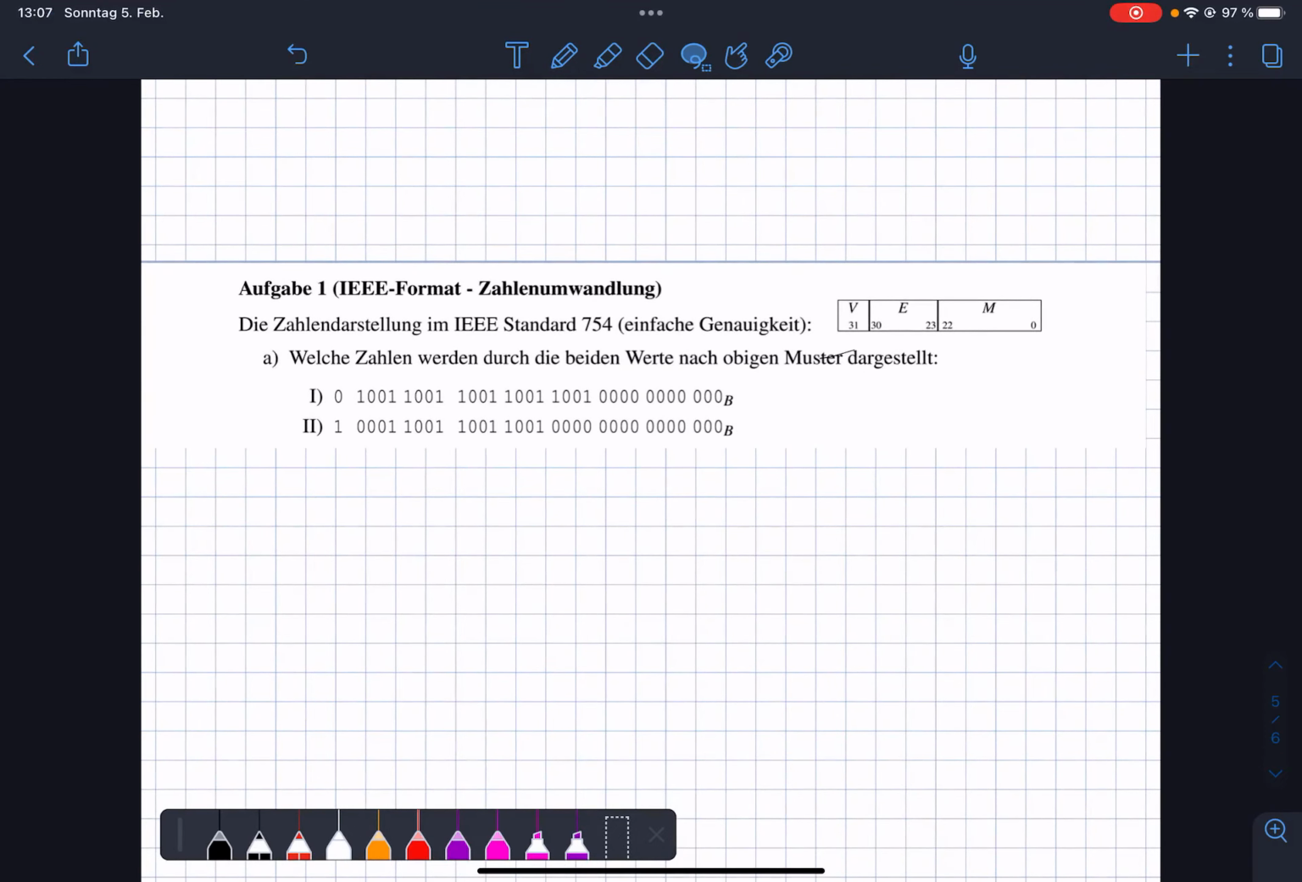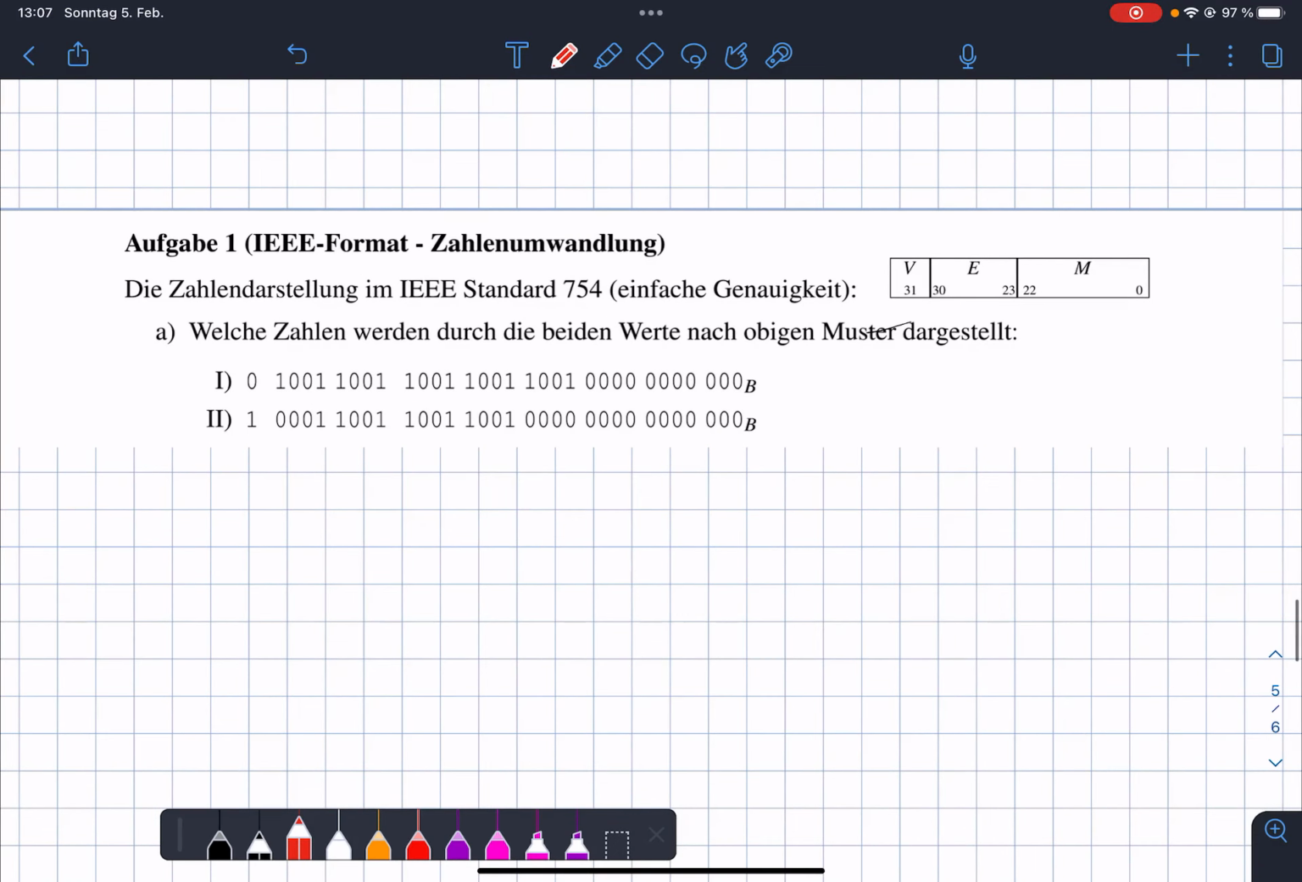Okay, so now we're going to do the IEEE format, and we're going to be converting from the IEEE. So in this case, we're going to do first IEEE to just a normal number, or number.